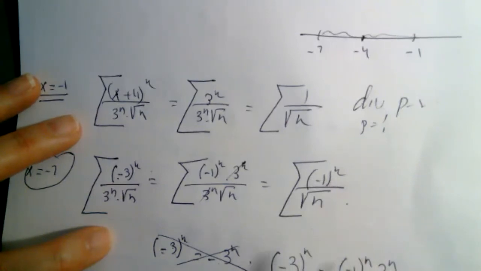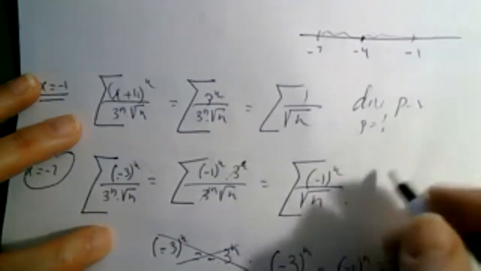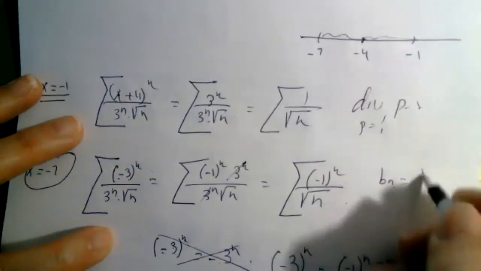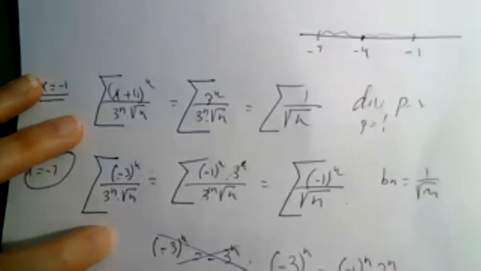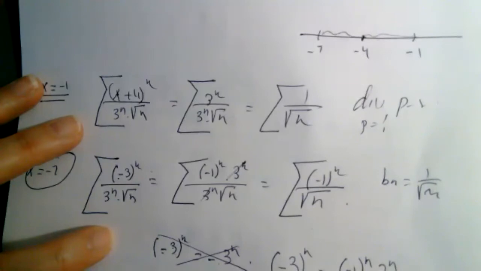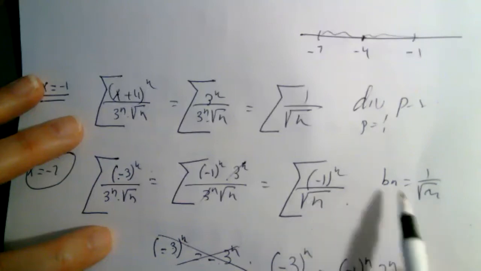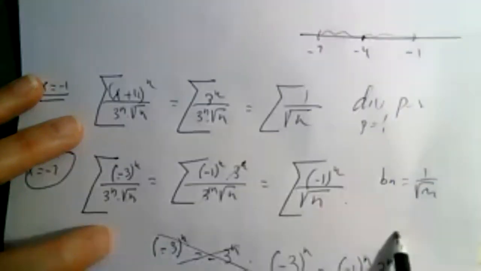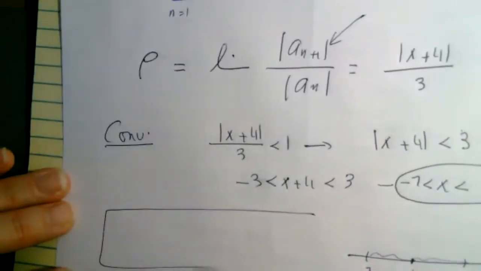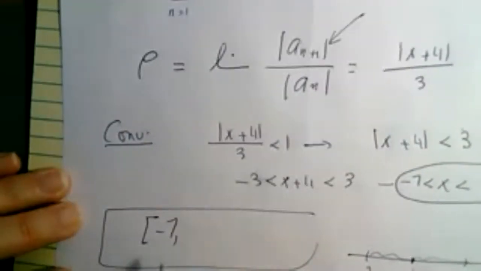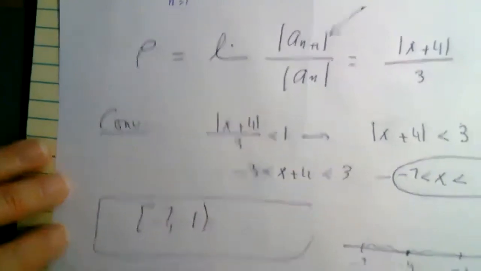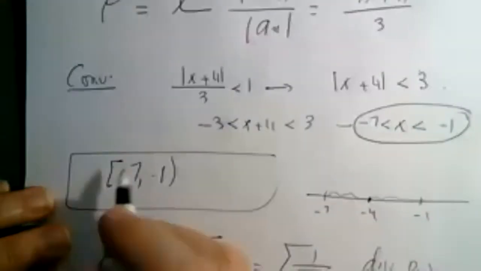At this stage, we look at this. This is an alternating series where the terms, in absolute value, are 1 over root n. They definitely go to 0, and they are decreasing. As n gets larger, those terms will become smaller. By the alternating series test, this series will converge. So the interval of convergence is going to be closed at -7, open at -1. And now that is the radius of convergence.